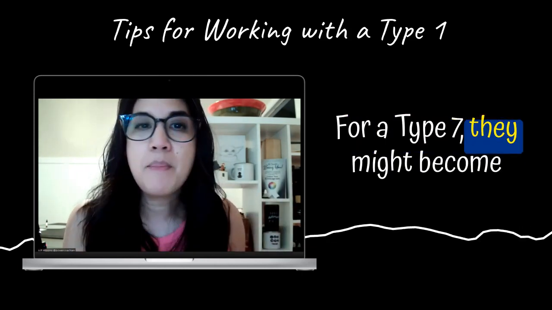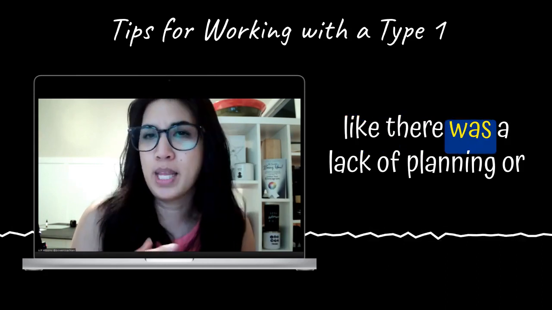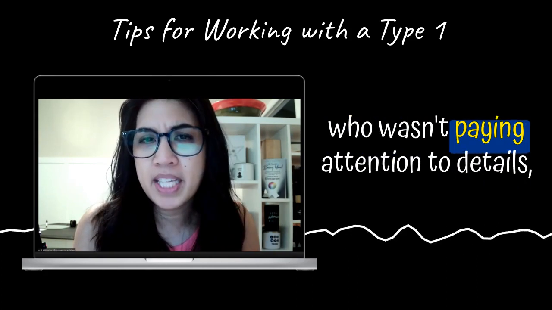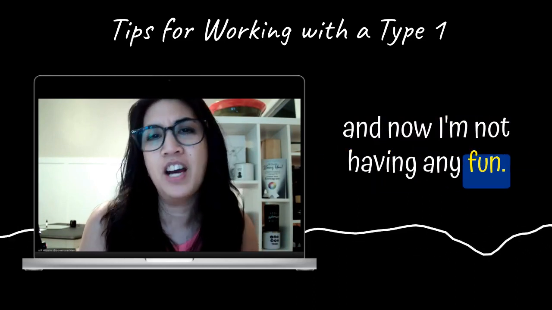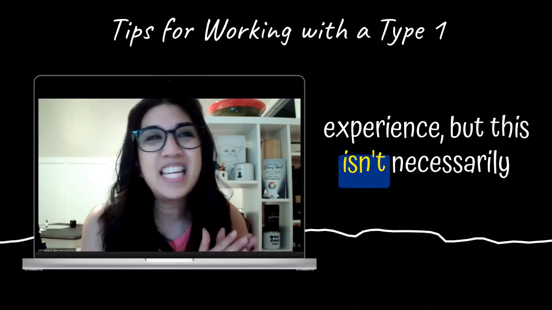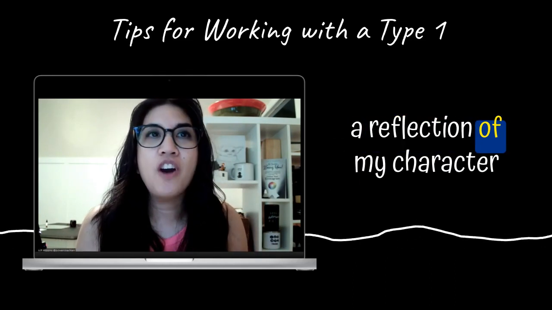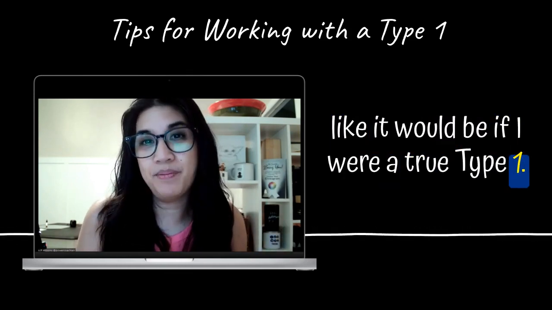For a type 7, they might become critical about their disappointments, like there was a lack of planning, or who wasn't paying attention to details, or I wasn't paying attention to details, and now I'm not having any fun because now it's really infringing on my experience. But this isn't necessarily a reflection of my character like it would be if I were a true type 1.